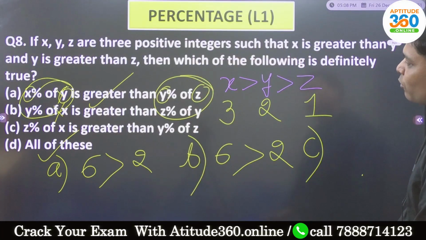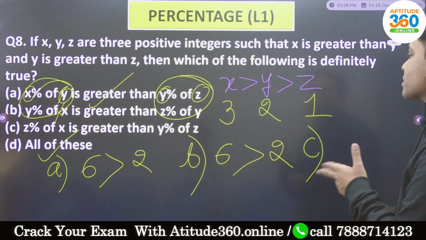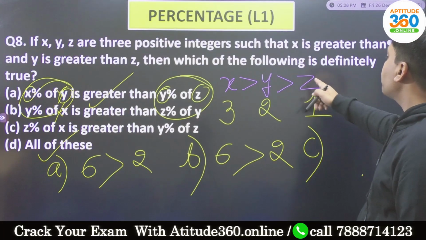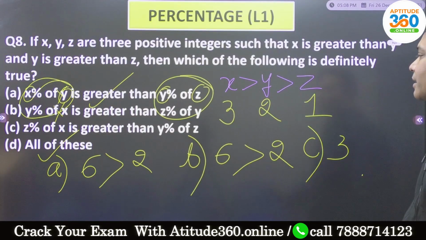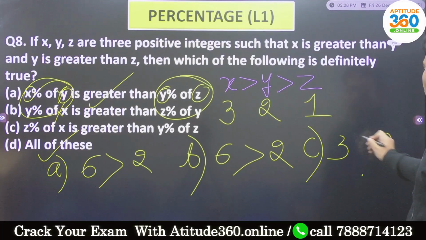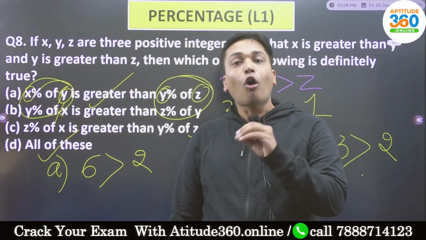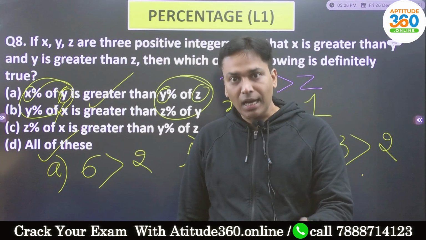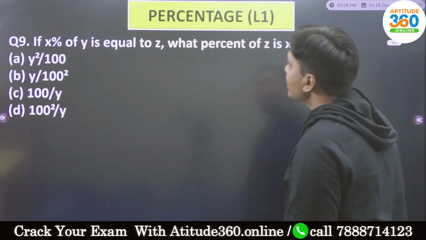So option number C says that z% of x is greater than y% of z. Z% of x, that is nothing but 3 divided by 100. I am not writing 100. Y% of z, that is 2. Obviously this is bigger. So A, B and C, all the three options are correct. I hope you are learning this thing. So let's move forward if you're understanding this thing.